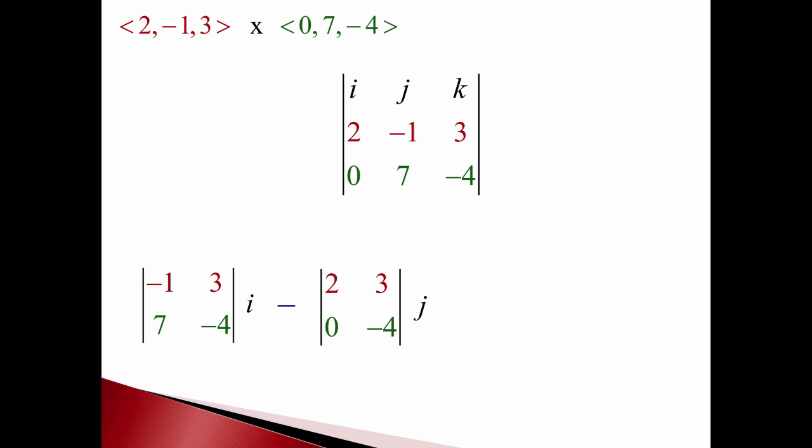So when I get to the k, I cross out the row and column that meet there with k, and that leaves me another 2 by 2 matrix, 2 and negative 1, then 0 and 7. That determinant gets multiplied by k. So the only part about this that is a little tricky is making sure that we put the minus sign right there on the middle determinant, the one that goes with j.